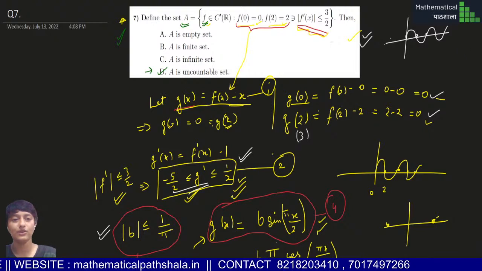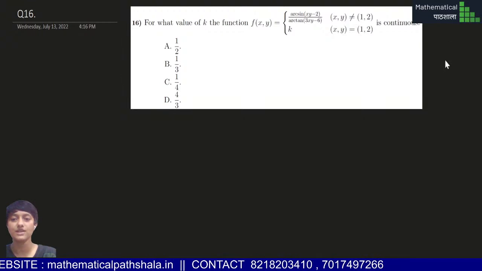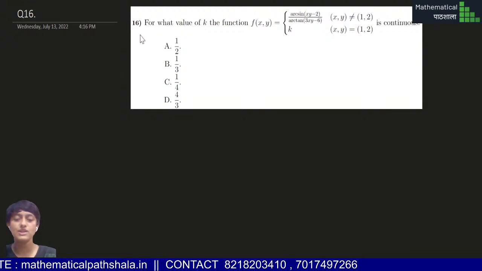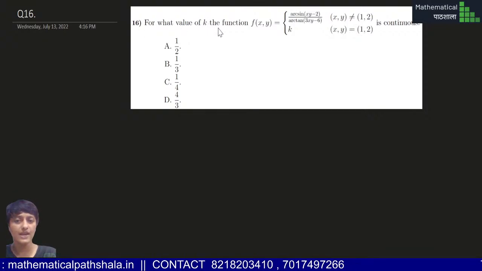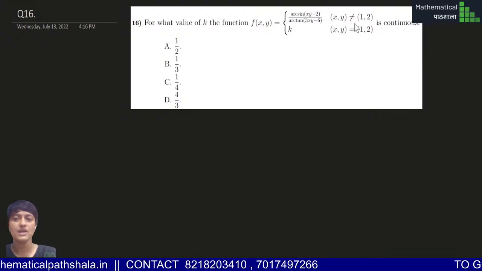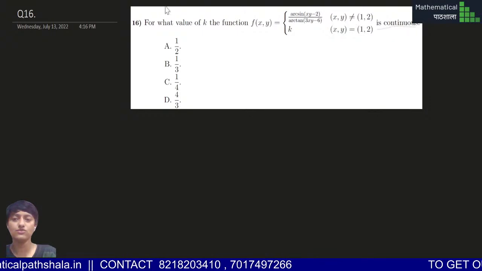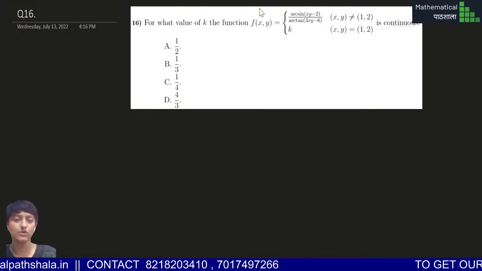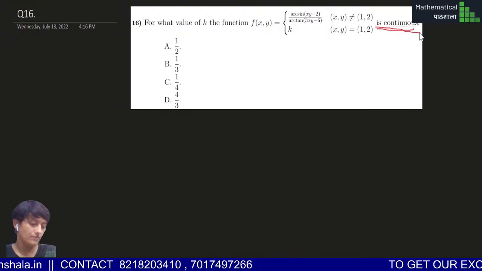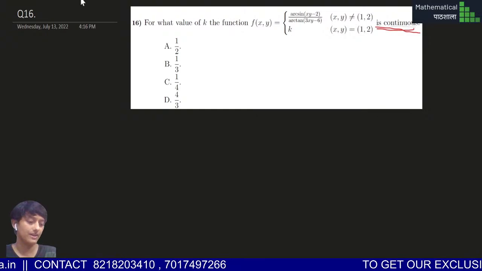Okay, no doubt Nikita. Alright, let's proceed to today's question, and we were at question number 16, right? So the question is, for what value of k the function f(x, y) is equal to this is continuous. I think in the PDF this thing was not written. Alright, this was just a mistake, a typo. Have you got the updated PDF? I don't know if I had updated the PDF or not.